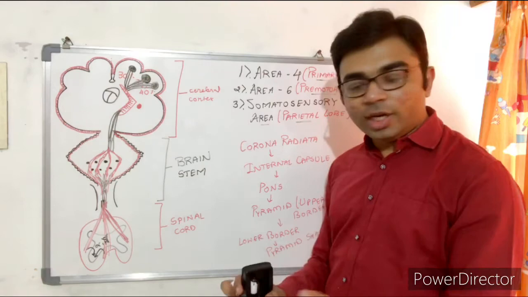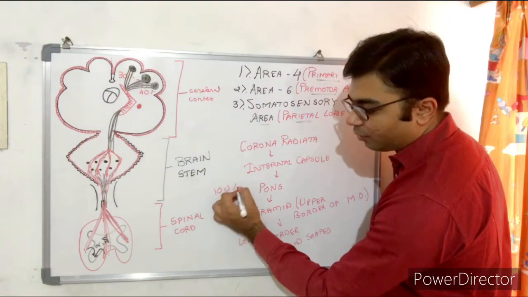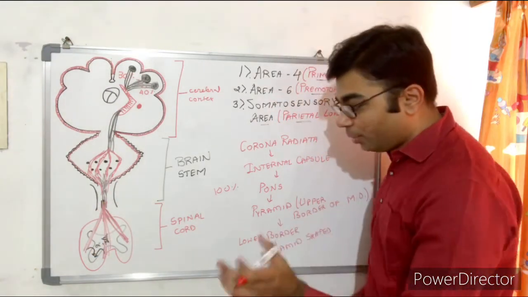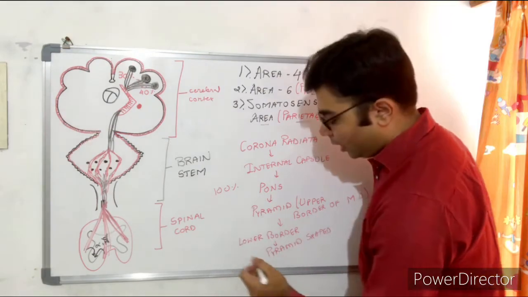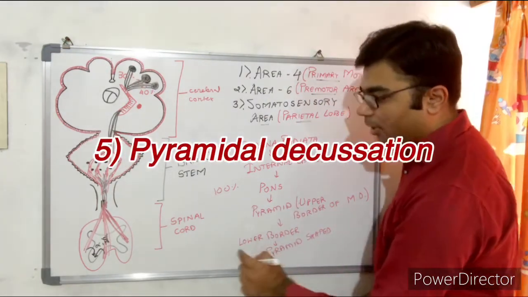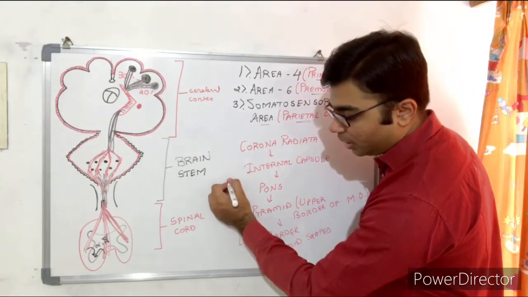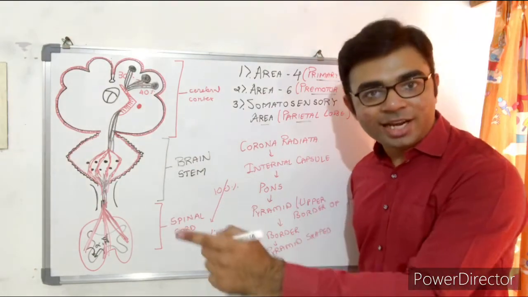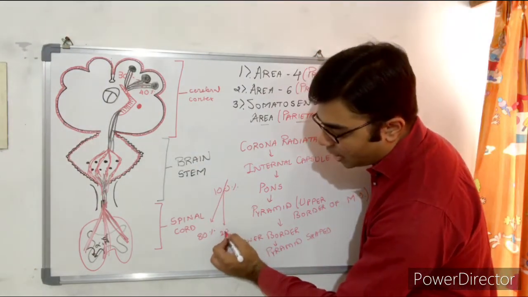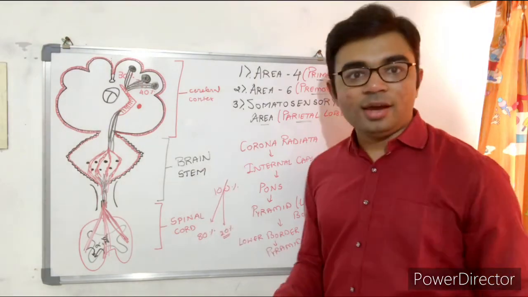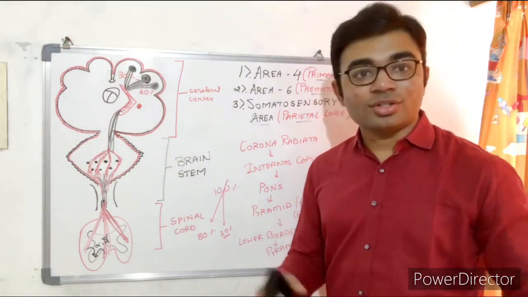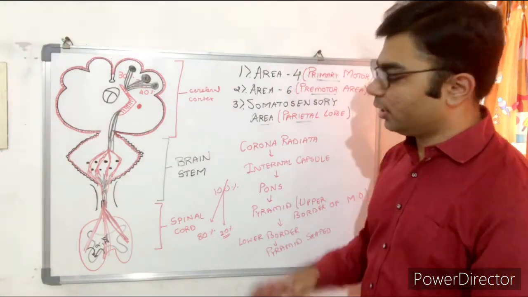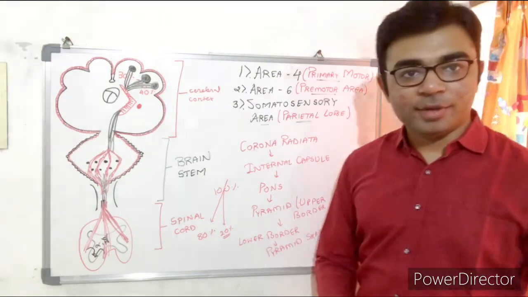It divides unequally, and 100% of the fibers appear at the lower border of the medulla oblongata, but at that particular site they cross the midline, forming the pyramidal decussation. In the pyramidal decussation, 80% of the fibers cross to the opposite side, crossing the midline, and the rest 20% of the fibers remain uncrossed. They are known as the uncrossed tract or the uncrossed corticospinal tract. So that is all, in short, the whole summary of the pyramidal tract.